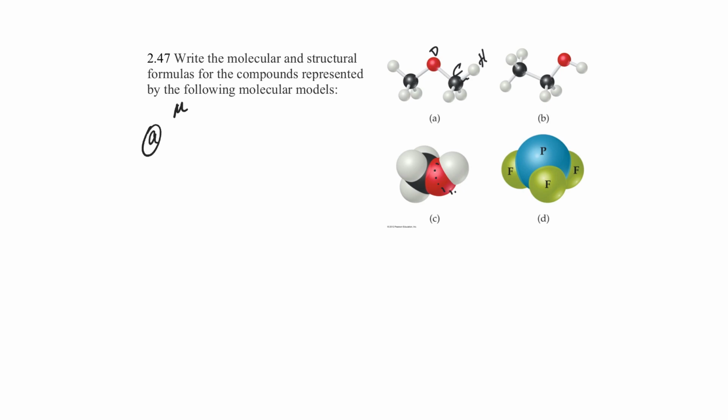So the molecular formula for A is going to be 2 carbons. And then we have how many hydrogens? 1, 2, 3, 4, 5, 6 hydrogens and 1 oxygen. That's the molecular formula for A. How about B? Well, I've got 2 carbons, hydrogens, I've got 1, 2, 3, 4, 5, 6, and O. Okay, interesting. These are the same figures, but they're arranged in different ways.